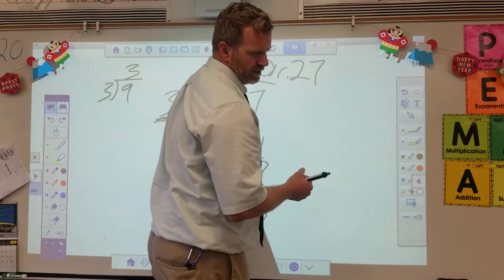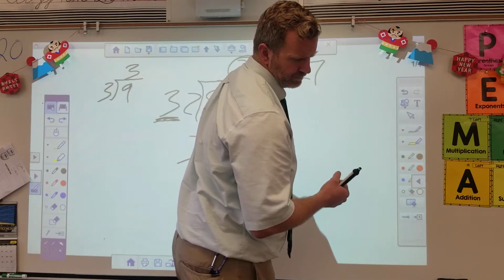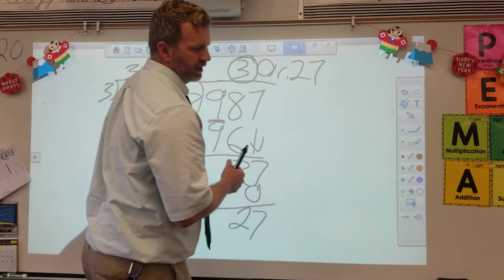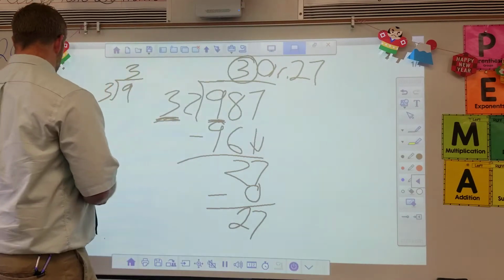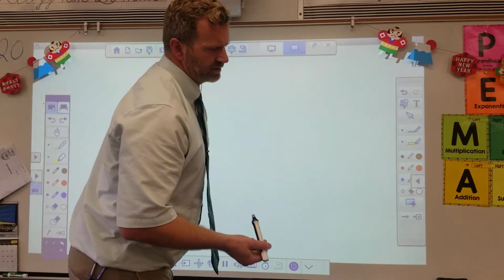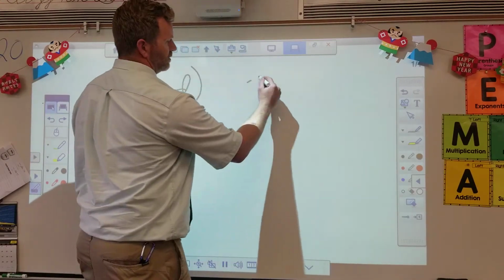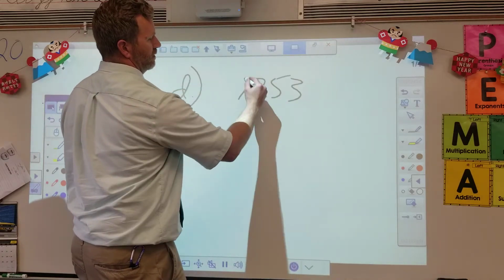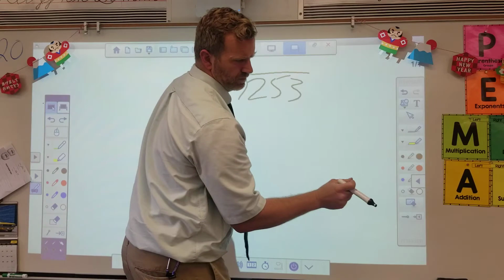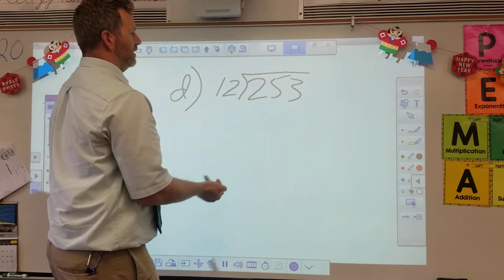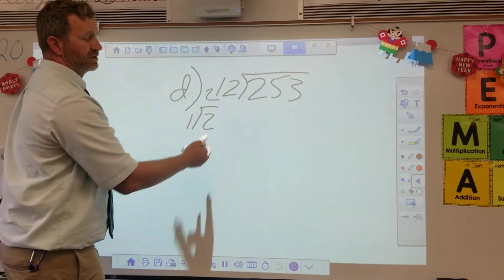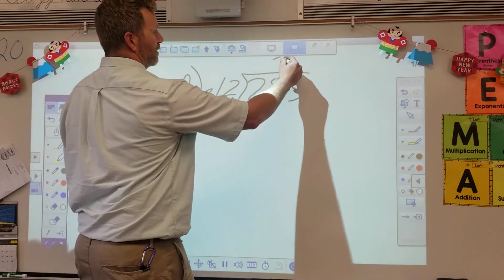Let's do letter D. Letter D in the lesson practice says 253 divided by 12. So 1 goes into 2 how many times? Two times. So we're going to put that 2 right there.